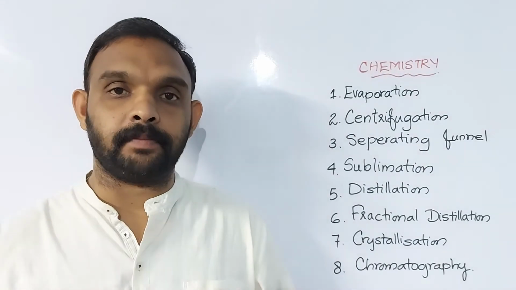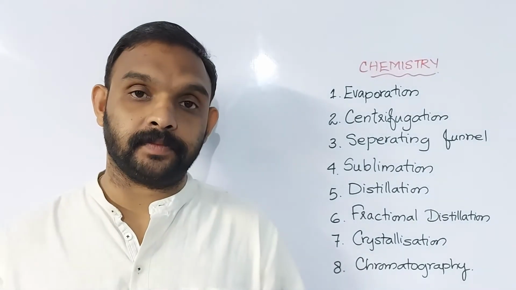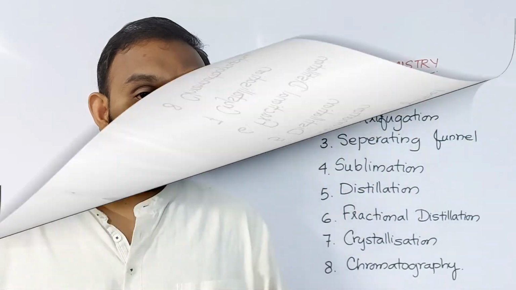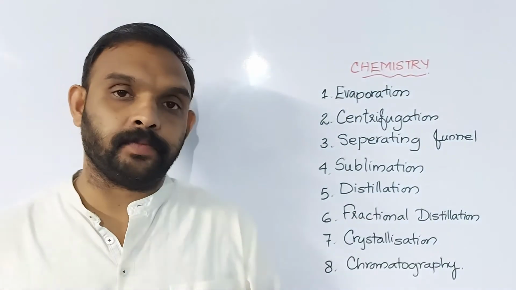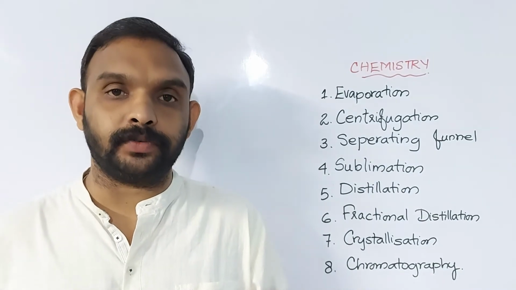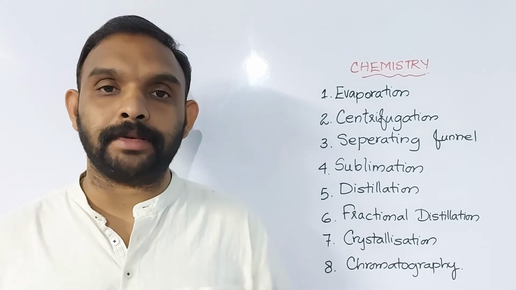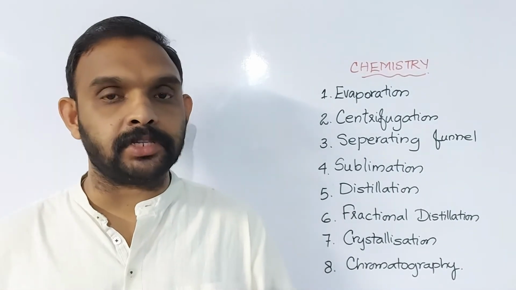So that is the principle, that is the method called sublimation. Is it clear to all? The next separation method is called distillation. This distillation process is mainly used for separating two miscible liquids. I have already told you what is meant by immiscible.